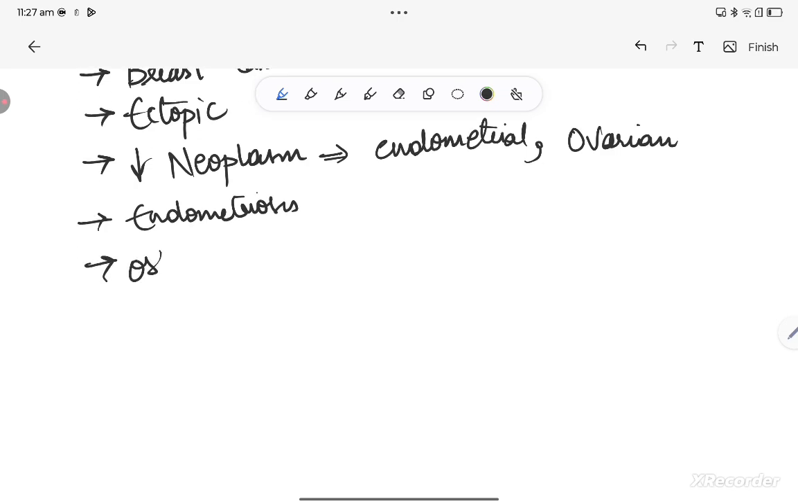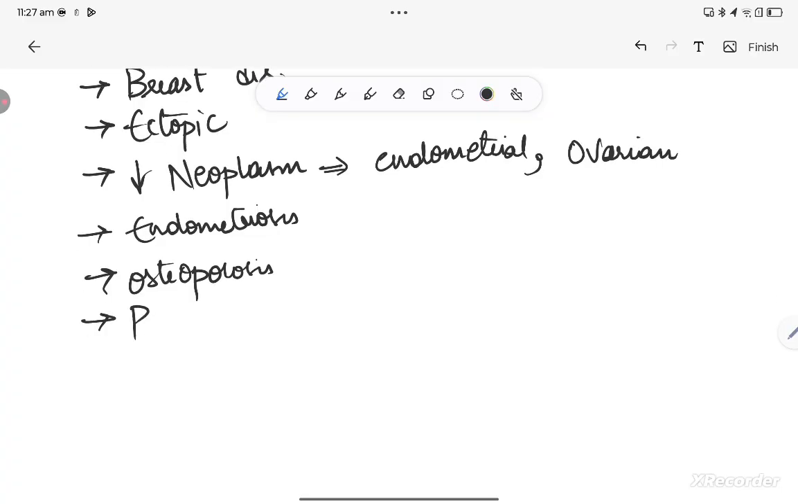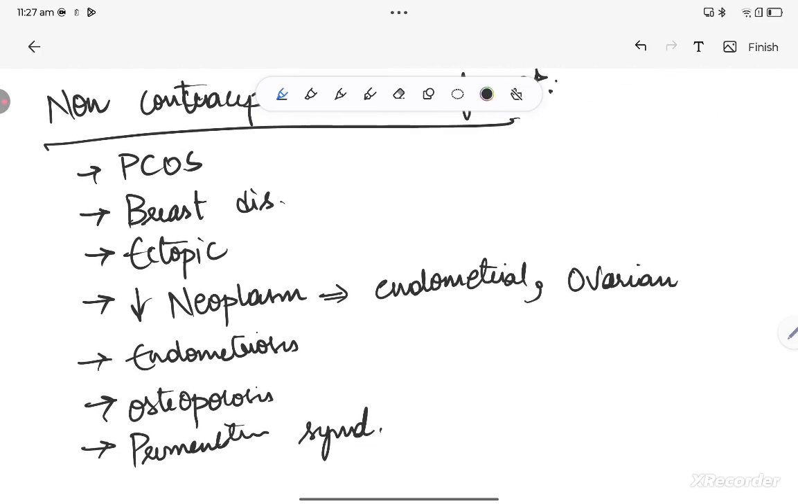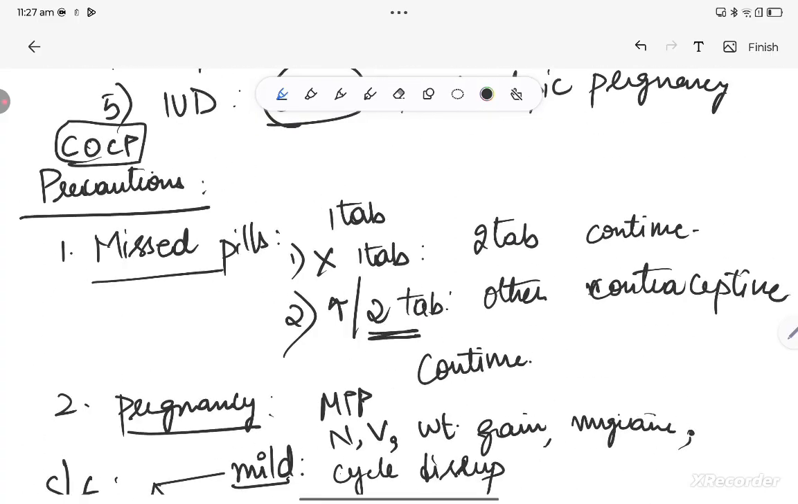And also, we must be bothered about premenstrual syndrome. These are the non-contraceptive uses of oral contraceptives. Clear? I think with this we have finished combined oral contraceptives as a whole. Clear? Now we will talk about something much more important.